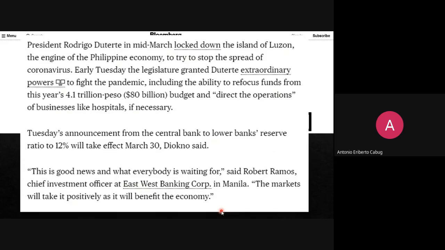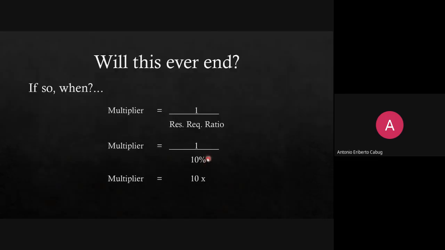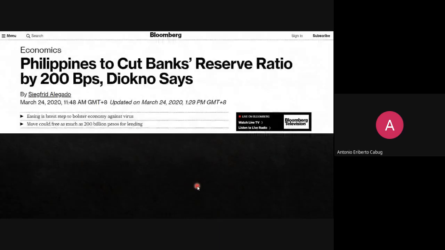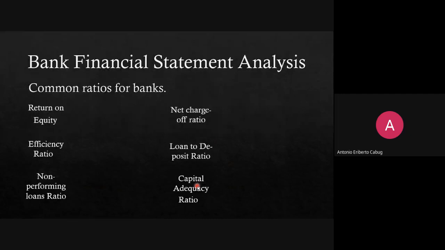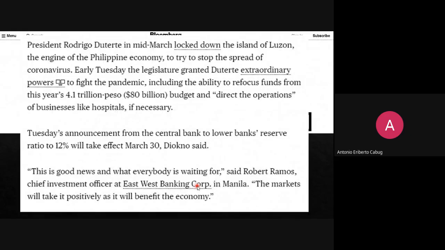So kung yung reserve requirement ratio natin ay 50%, sinabi ko kanina, no? 1 over 50%, the multiplier will only be 2 times. The bank will create twice the amount of money it takes in as deposits. But if the multiplier is lower, say 10%, it can create 10 times out of the initial deposit. Anyway, so that's how banks create money. Just a summary.